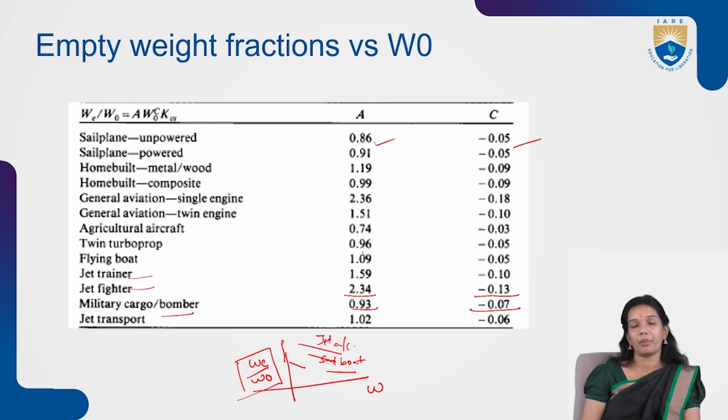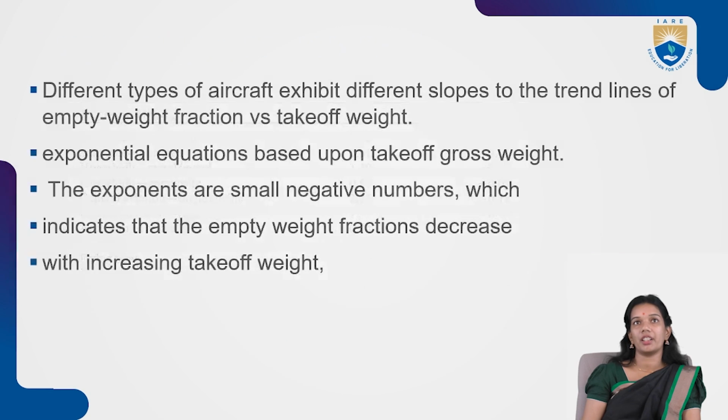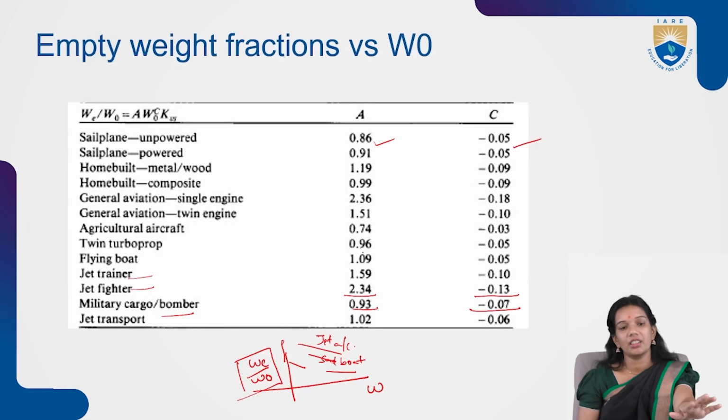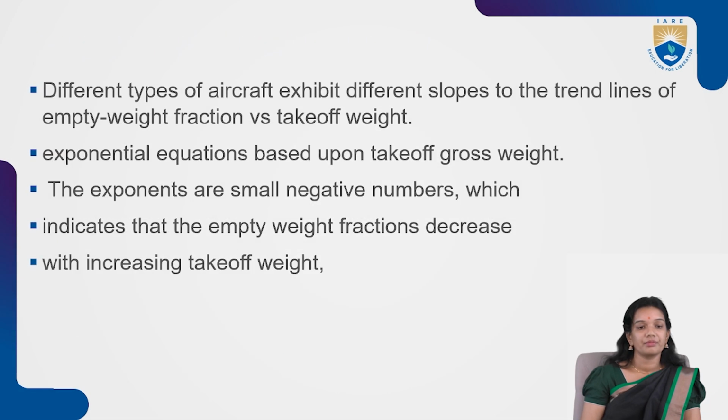So the predetermined values are given considering the historical trend. Therefore, these exponents are small negative numbers, which indicates that your empty weight fraction decreases with increasing takeoff weight.